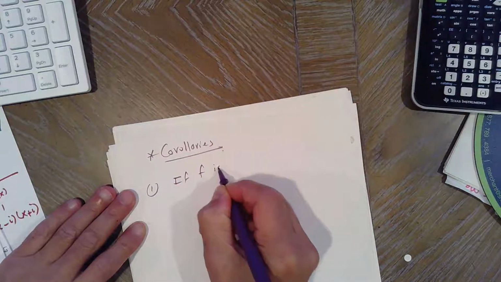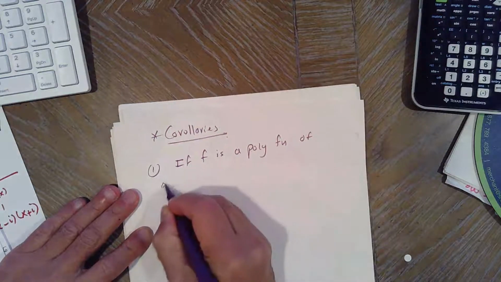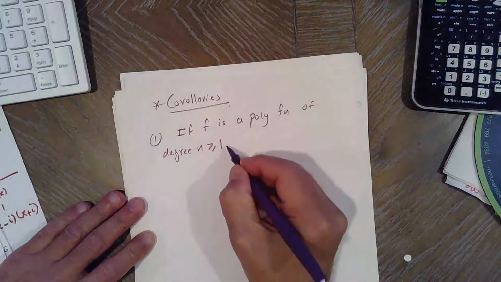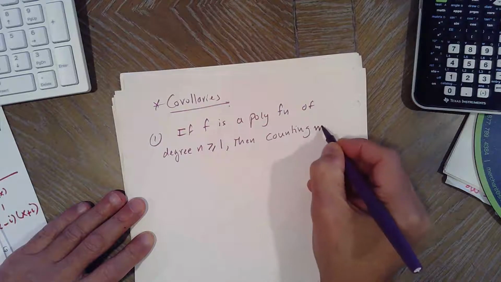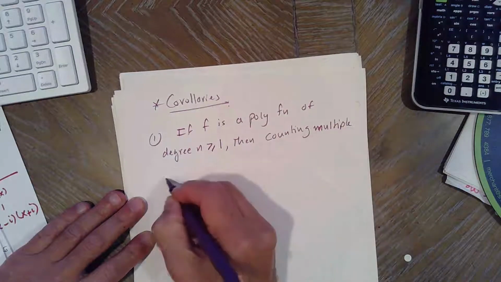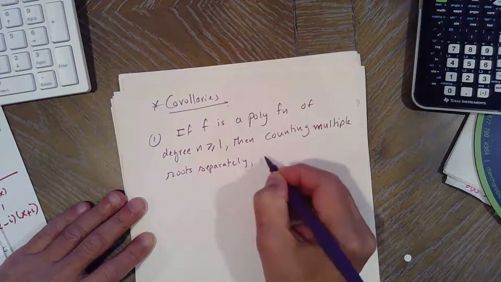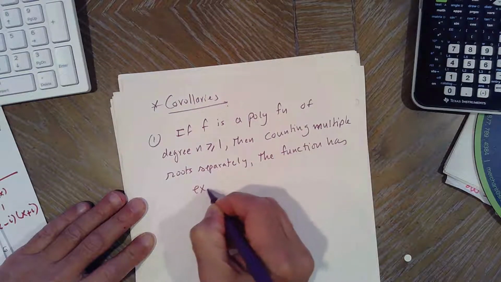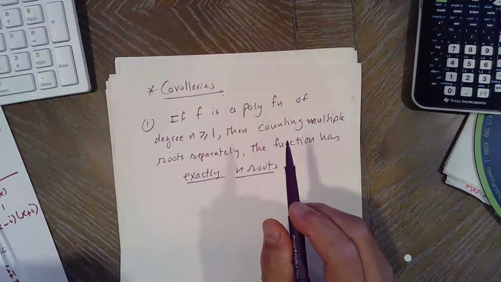If f is a polyfunction of degree n, which means it's linear or quadratic or higher degree, then counting multiple roots separately, the function has exactly n roots. That's a big thing, because the fundamental theorem of algebra says we have at least one zero, real or imaginary.